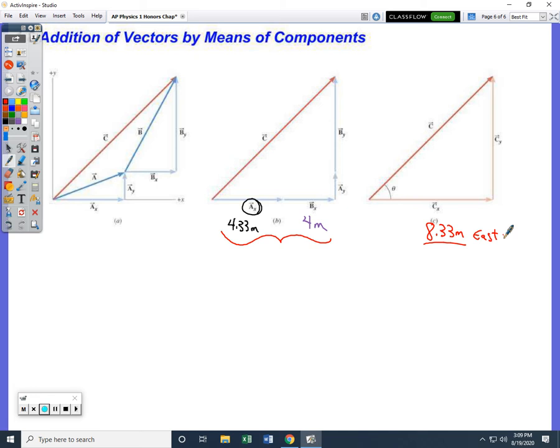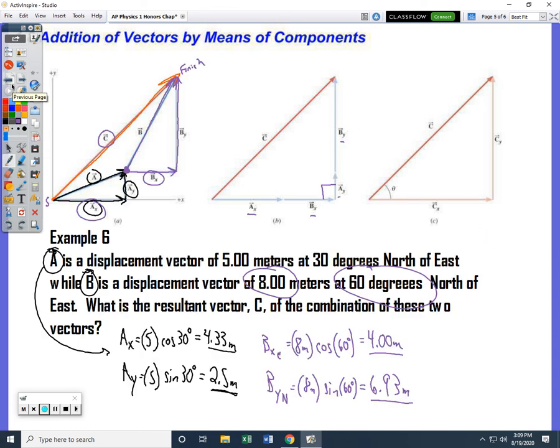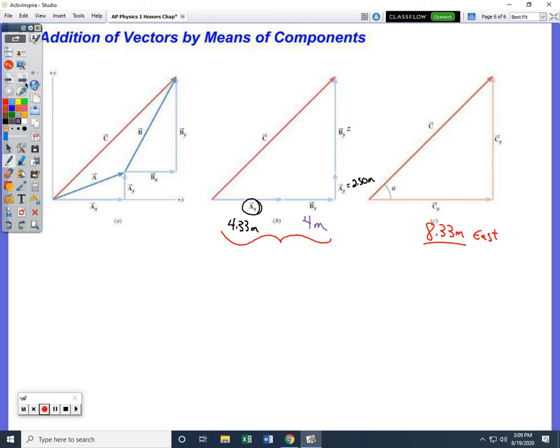Then I come over here and do the same thing with the y's. AY here was 2.50 meters. BY up here, trying to remember, was 6.93 meters. I can add those two together to figure out how far in the y direction I'm going to be. 6 and 2, so that's 6, 7, 8. So we got 9.43 meters in the north direction.